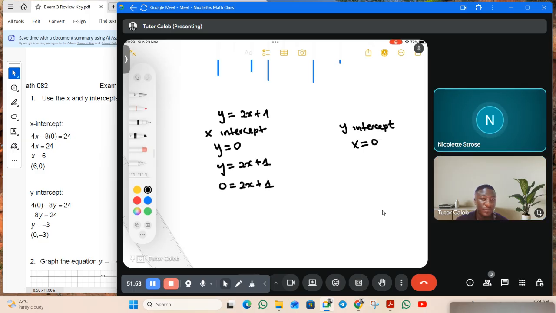Y equals 2x plus 1. So it's 0 equals 2x plus 1. So we have replaced y with 0 because we said y equals 0. Are you okay up to this point? Yeah. Now we have to find x. How do we find x?